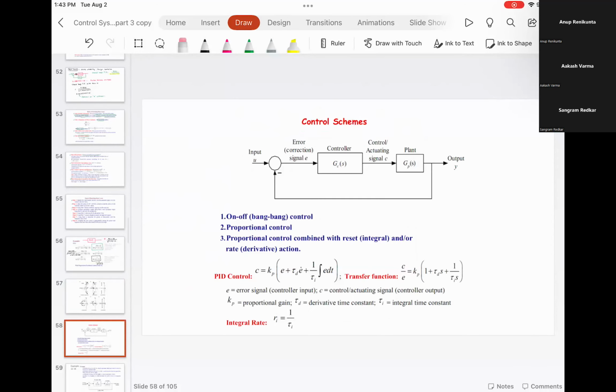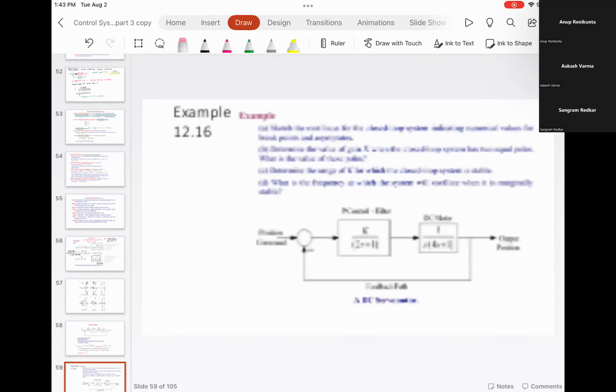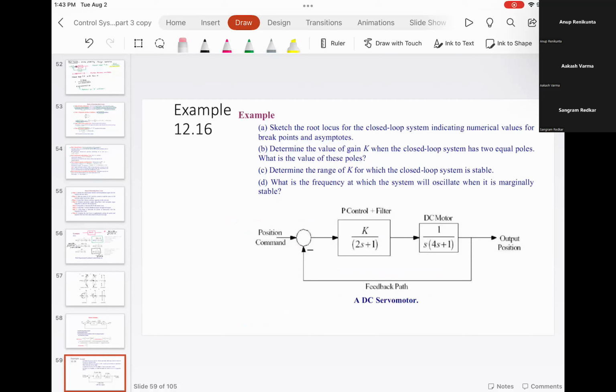Next part: we talked in the last class about how we control. There is bang-bang control, there is proportional control, and there is derivative control with proportional gain and integral gain. Now, how do we use root locus to design a controller?